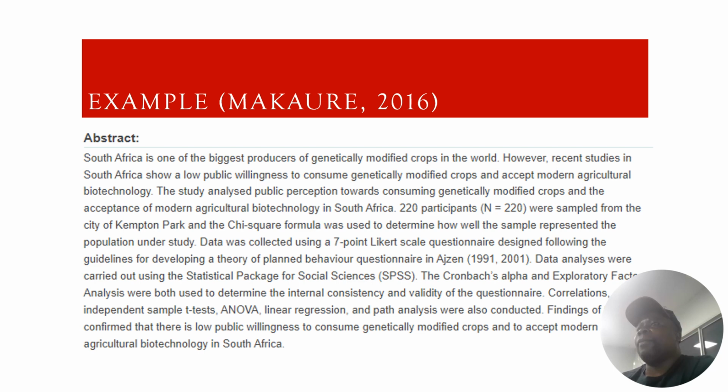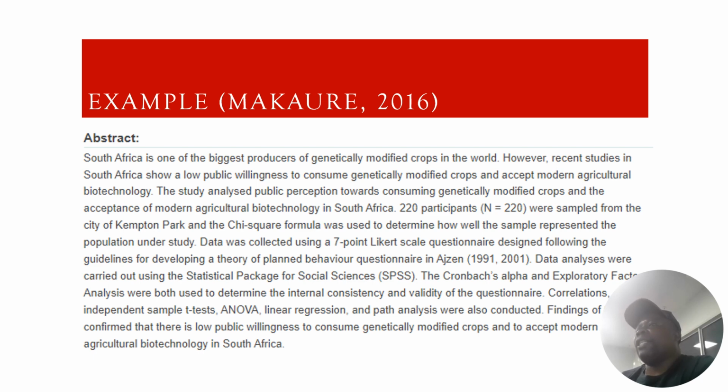The study analyzed the public perception towards consuming GM crops and the acceptance of modern agricultural biotechnology in South Africa. 220 participants were sampled from the city of Kempton Park, and the chi-square formula was used to determine how well the sample represented the population under study.